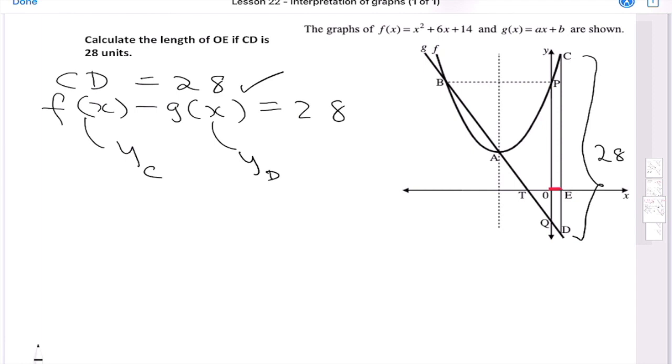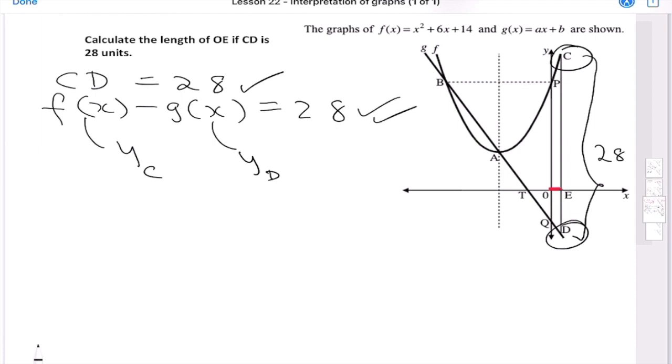All we need to get the 28 is to subtract the Y value at D from the Y value at C. But at C, we are talking about function of X. And at D, we are talking about another function of X, which is G of X. So we just need to solve this equation here and find X.